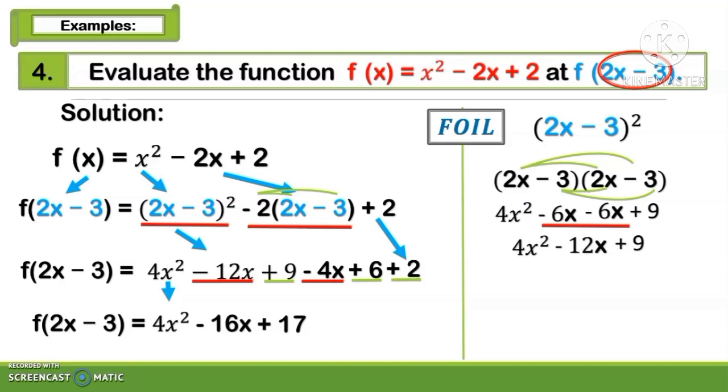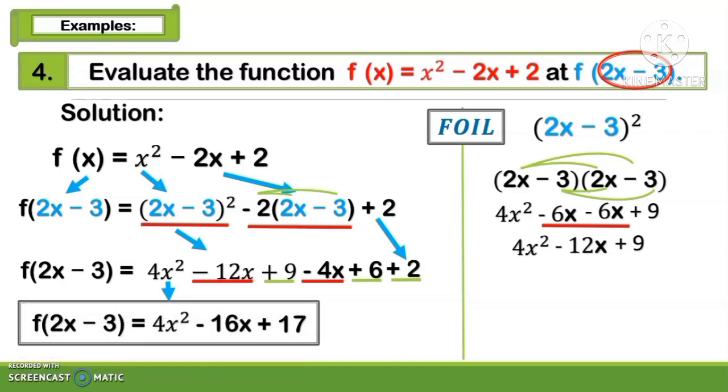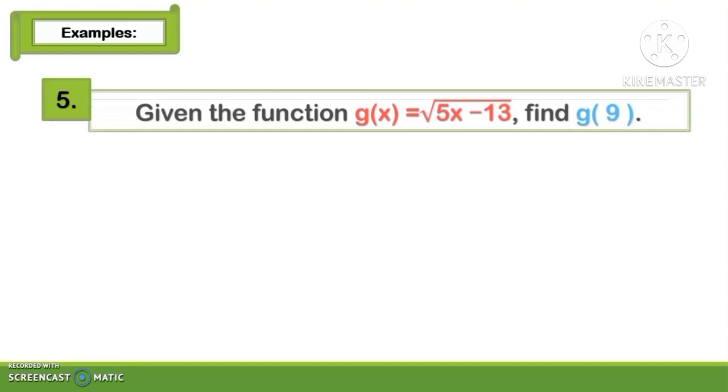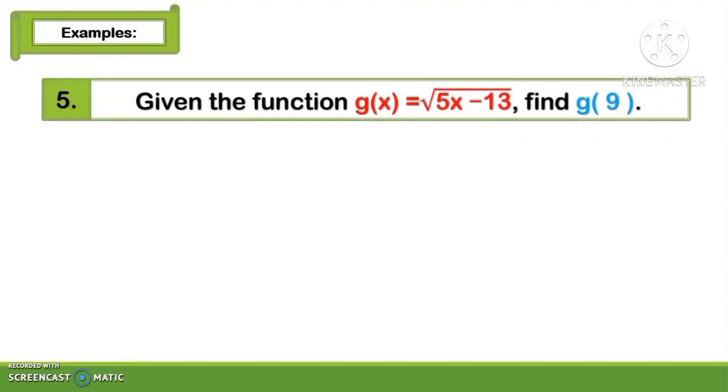So wala na tayong maisisimplify dun sa right side. Therefore, it is our final function. F of 2x minus 3 is equal to 4x squared minus 16x plus 17. Now, let us have example number 5. Given the function g of x is equal to square root of 5x minus 13, find g of 9. Let us have the solution.